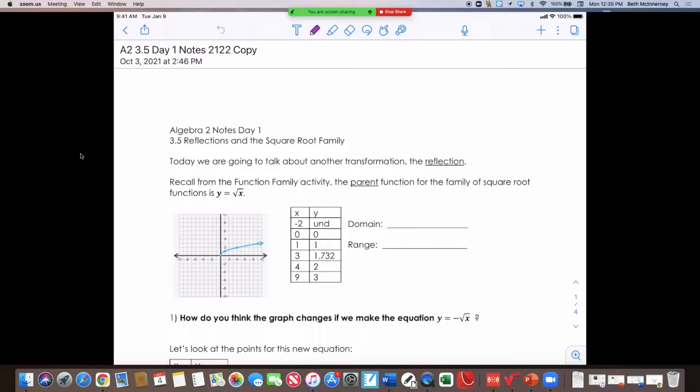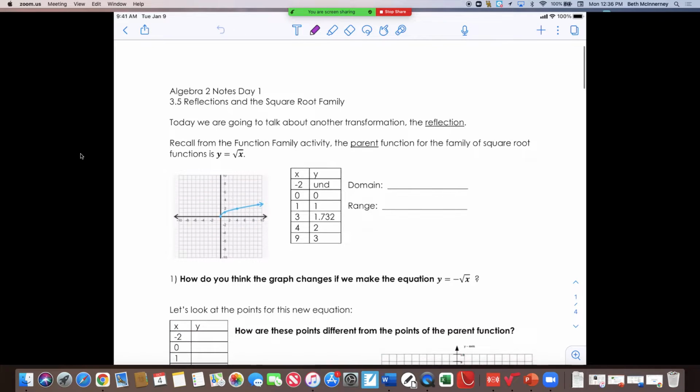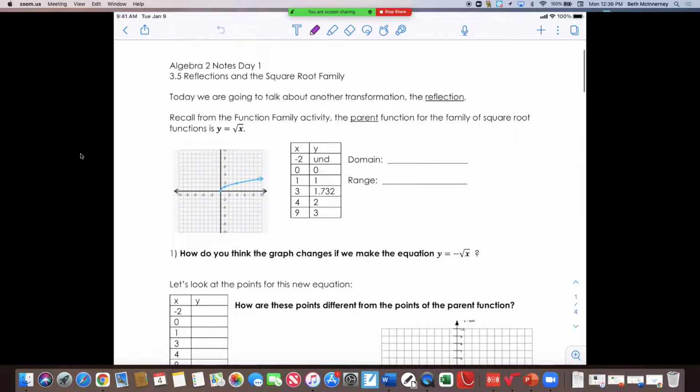We are going to talk about the square root family. Remember our caret, root, square root? Okay, so the transformation we're going to look at today is called a reflection. If you remember from that function family activity that we did, the parent graph looks like this, and I want you to notice that it is located in quadrant 1. The entire graph is in quadrant 1.